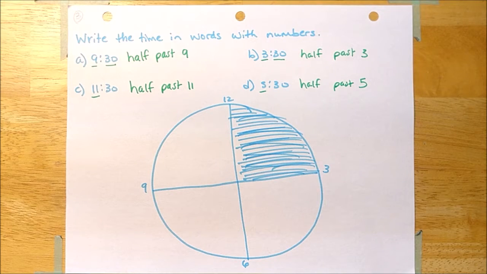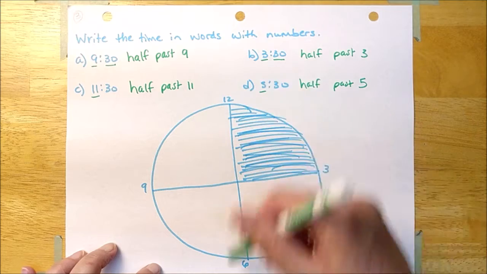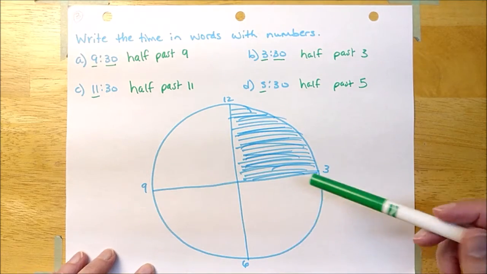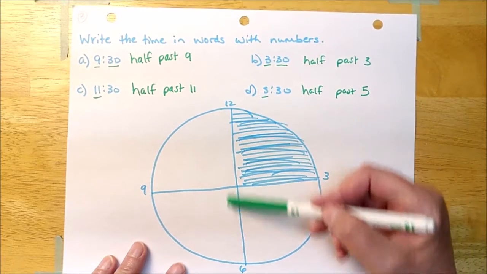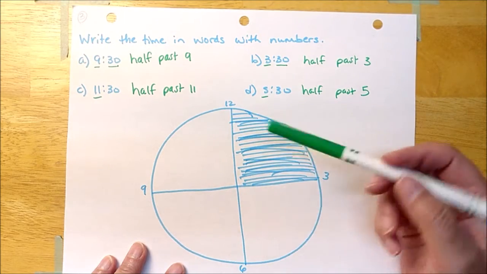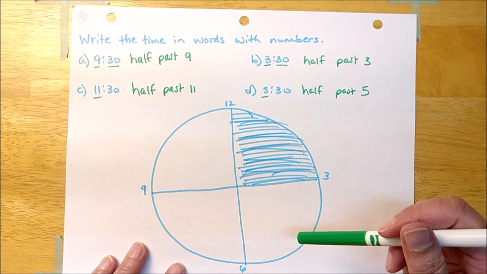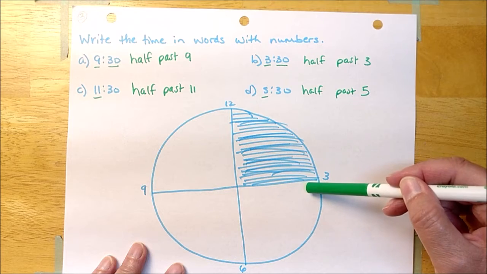Okay, we are back for part 2. So I have a clock. I didn't put all the numbers, I just put the corner numbers on here. And I have drawn my clock in half, and halfway was 6. We learned that when we talked about half past the hour. And now I divided it into quarters.